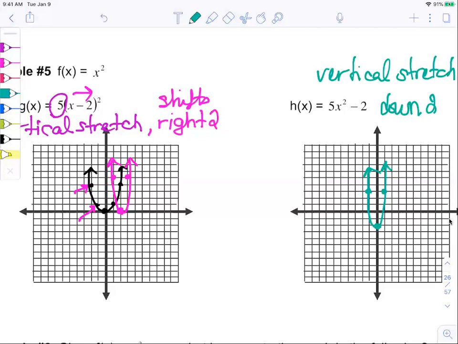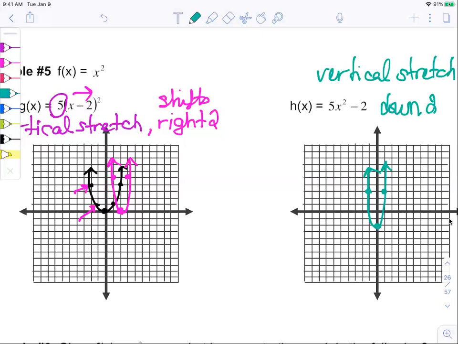So it's stretching my graph. Any questions? So you can see the difference in the location of the -2 and what it does to the graph when it's with x. So do we go left or right? Darby, question.